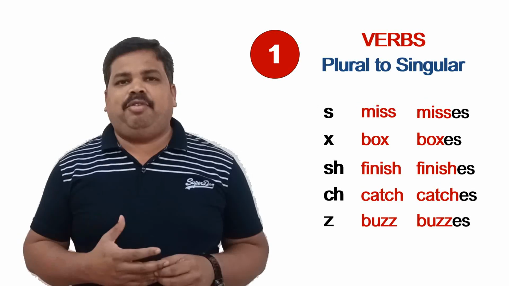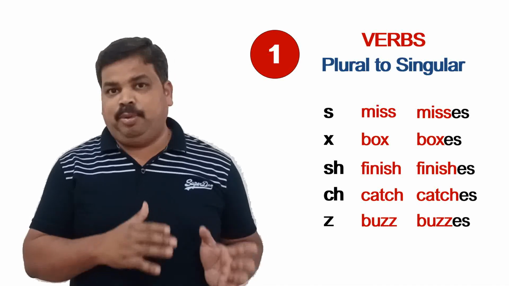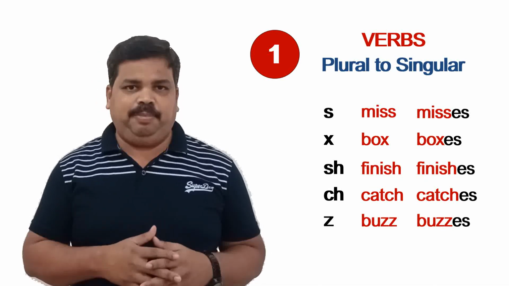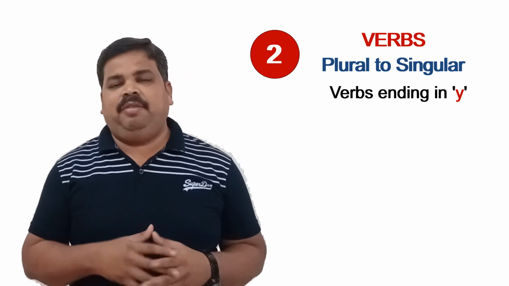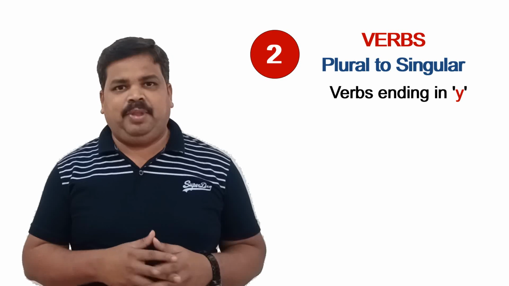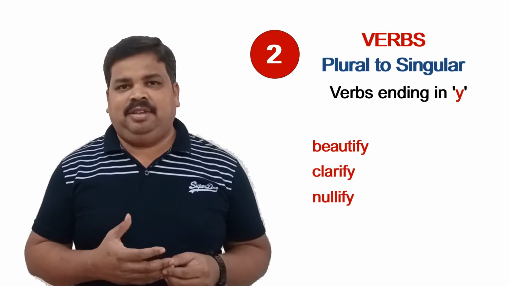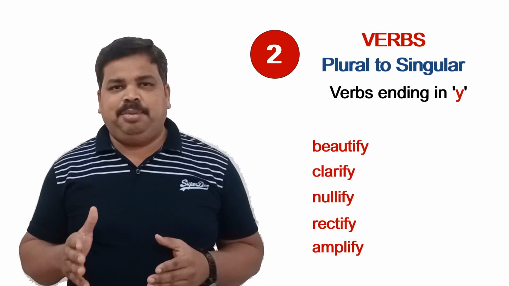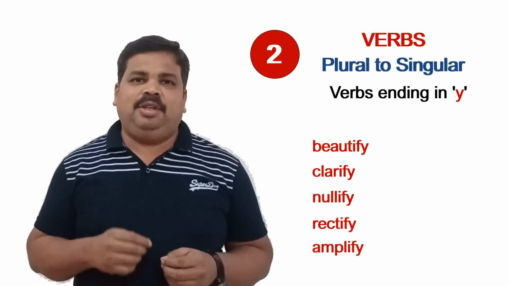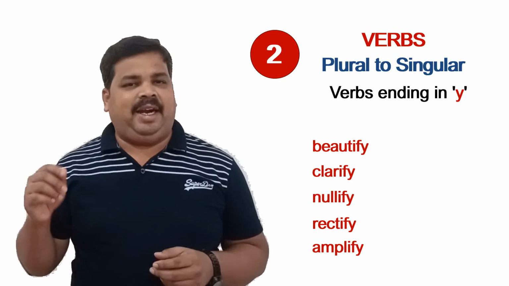So for all these formations, we add es to make the plural form of the verb into the singular form of the verb. Then there is another category where the verbs end with y. We have seen so many such verbs in the previous video. Quickly recalling, we have beautify, clarify, nullify, rectify, amplify. In all these cases, these are verbs that end with y. In such cases, you just have to change that y into i and then add es to that.